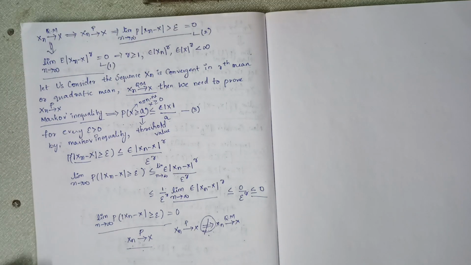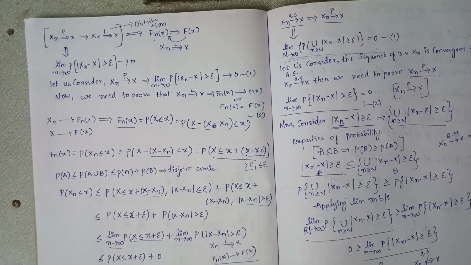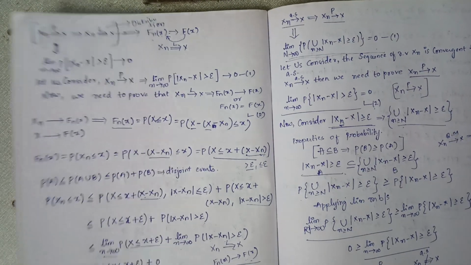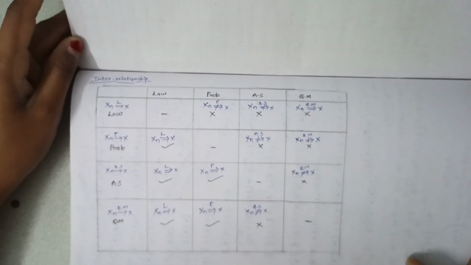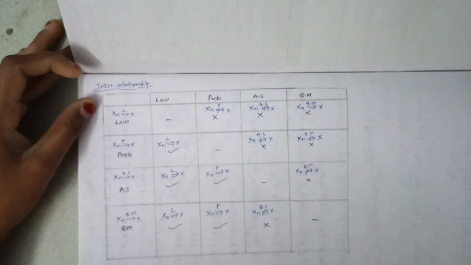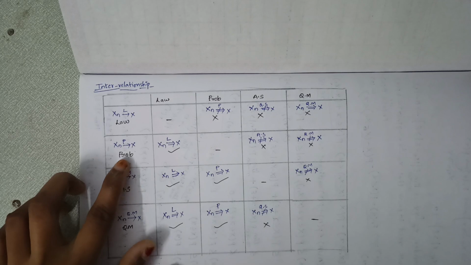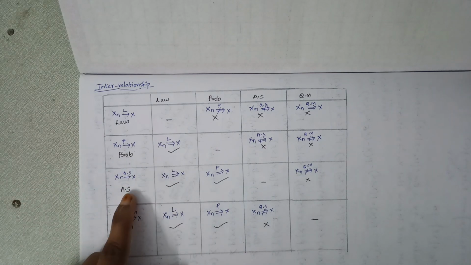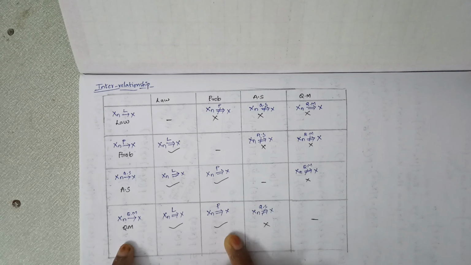And in the previous videos, we have completed 3 implications, right? First, if you see, we have completed xn convergent to x in probability and law, almost sure and probability, quadratic mean and probability.